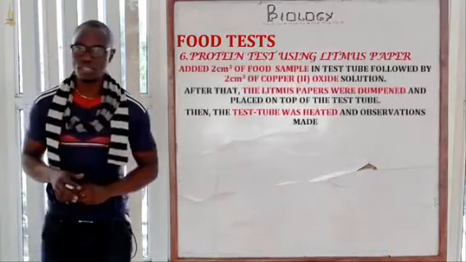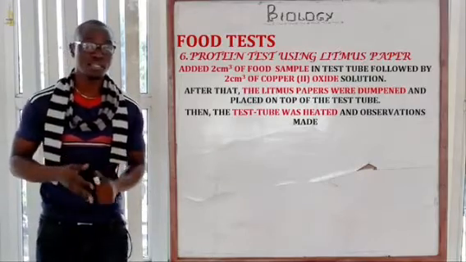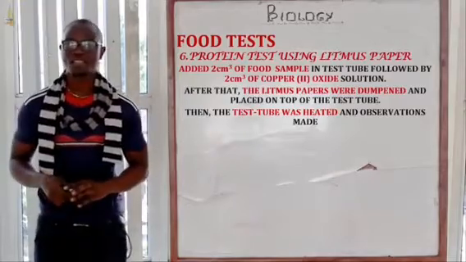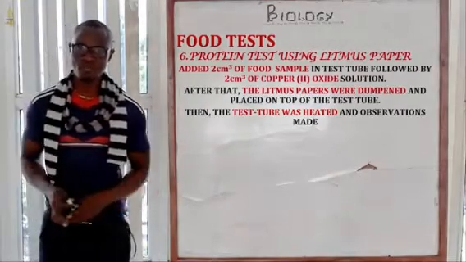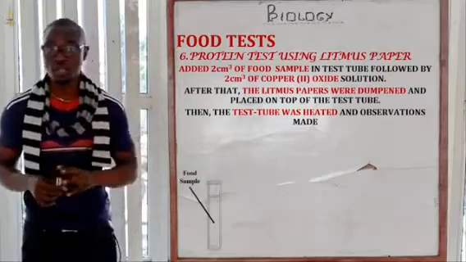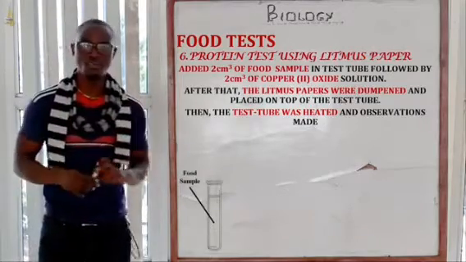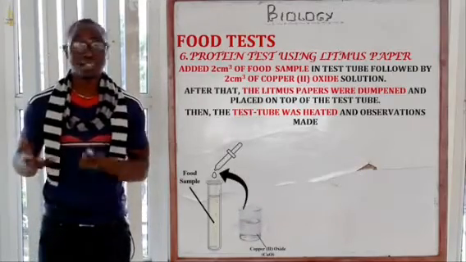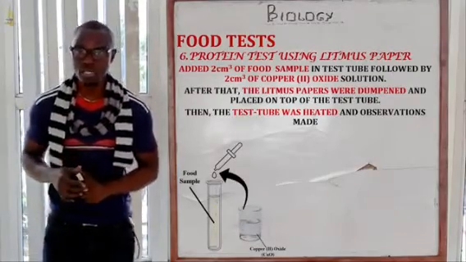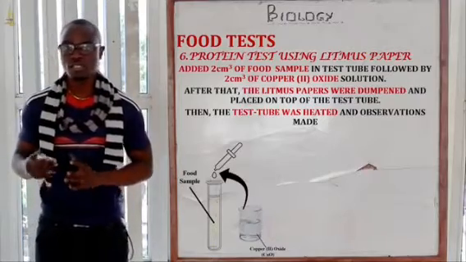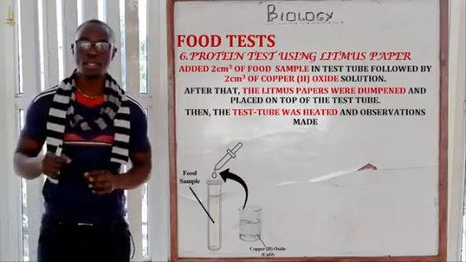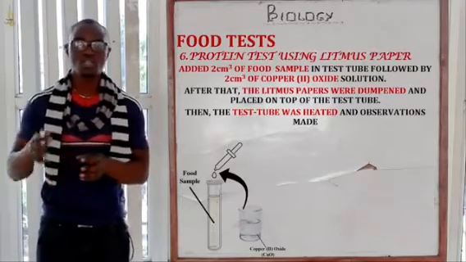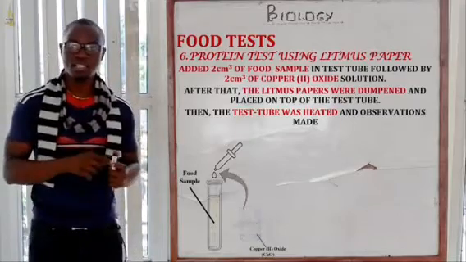So what's the last experiment for protein? It doesn't have a name, but we use litmus paper to test for protein. How are we going to use the litmus paper? First of all, we take the food sample and place it in the test tube. Then you add 1 to 2 centimeters cubed of copper 2 oxide solution, or if you are using solid copper 2 oxide, you add some drops of water to make it damp or moist, and add it to the food sample in the test tube.